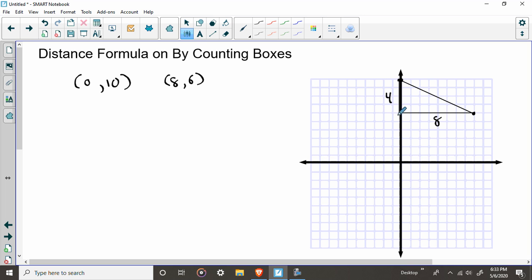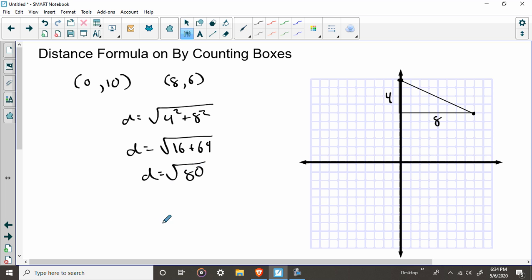So again, what could you do here? You could just say, well, I know that the distance is equal to the square root of 4 squared plus 8 squared, right? That would definitely speed up your process a little bit. So you can just count the boxes, but there is a danger to this, okay? So the distance is equal to the square root of 80, which we said was 4 radical 5.